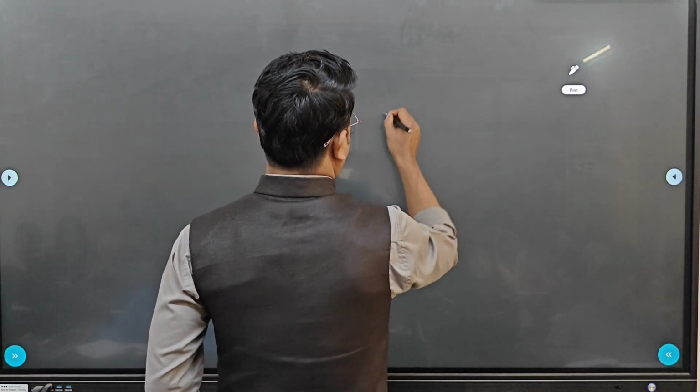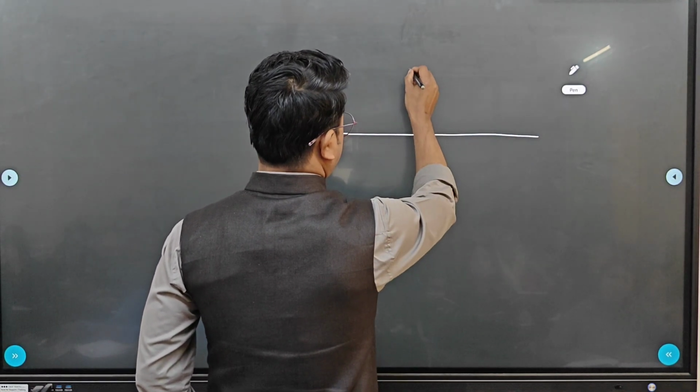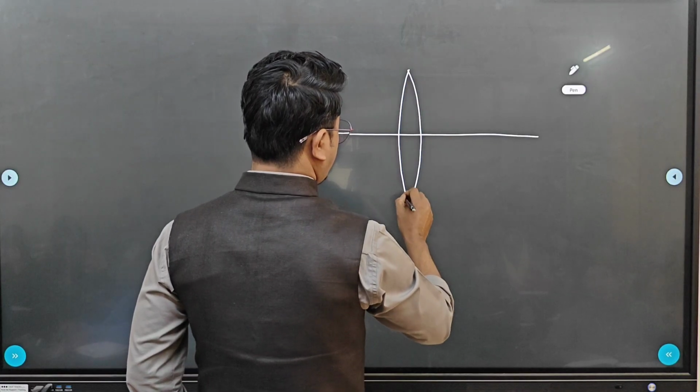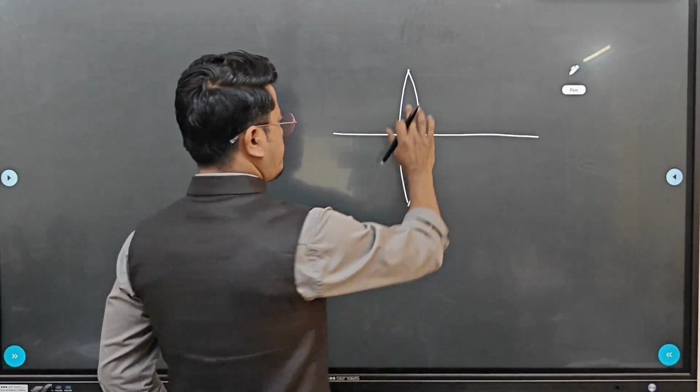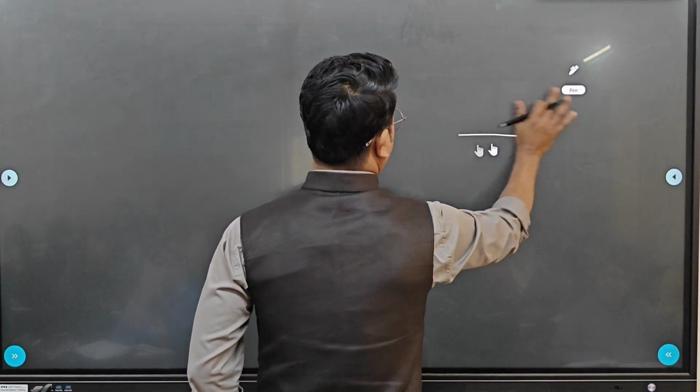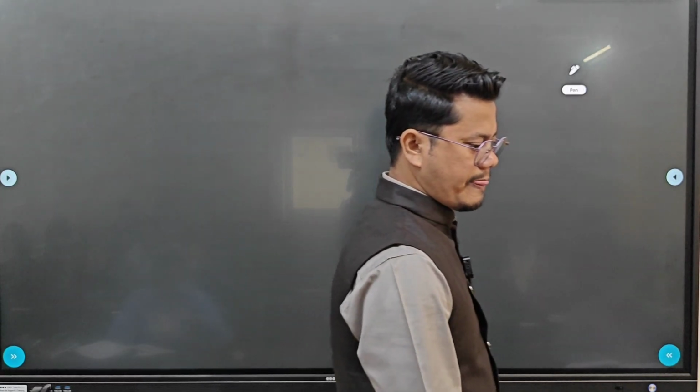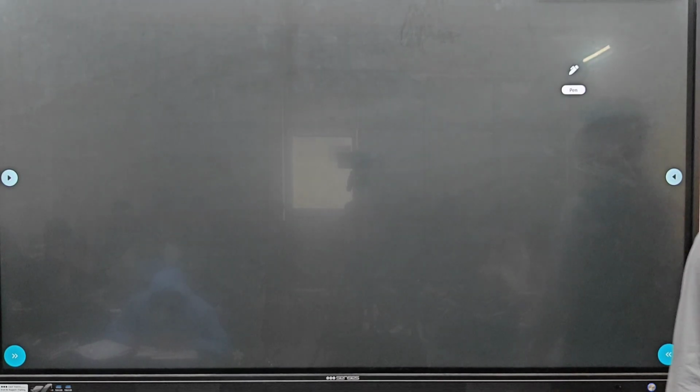For example, we have got two lenses. This is lens number 1. Oh wait, I'm so sorry. Before starting this, we should understand about the power. Just write power of a lens.